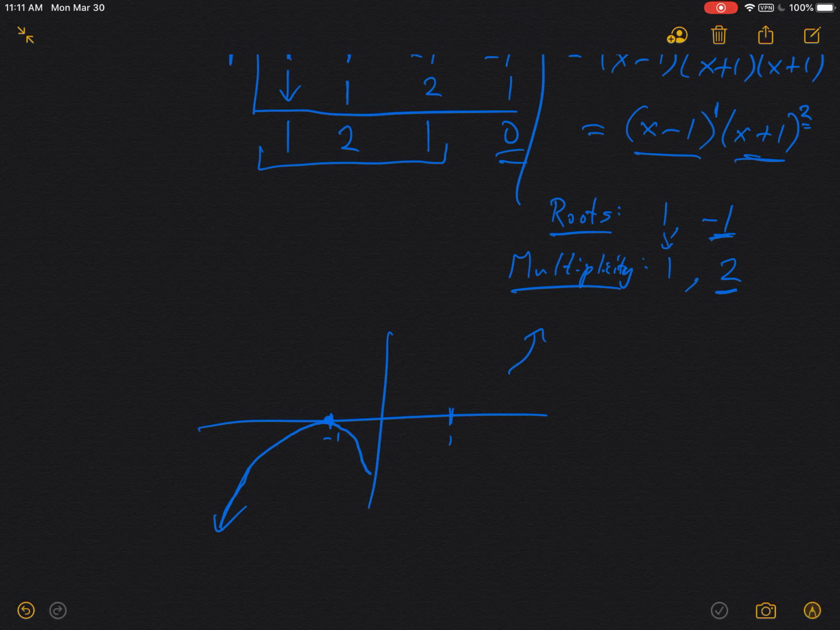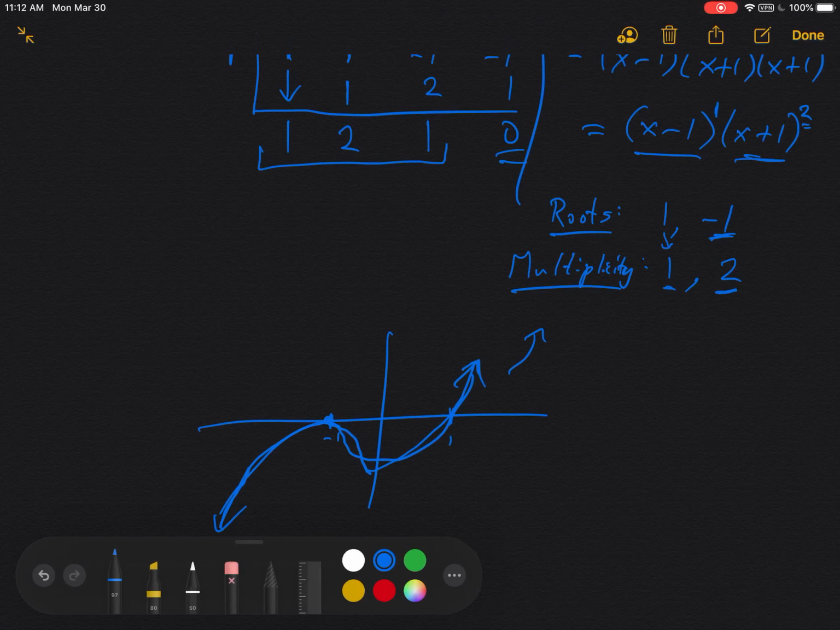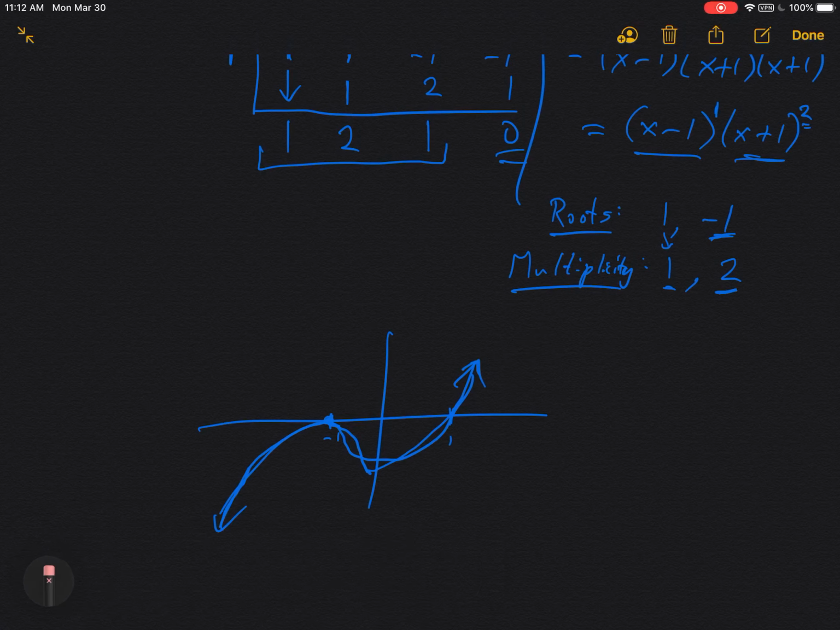So it still counts as a root. It is an x-intercept, but the graph will bounce off there. And then whenever we come to this other root, notice that the root at +1 has a multiplicity of 1. That will be a crossing of the x-axis. So the graph of this function will look something like this, very roughly. So that's what we end up getting for the graph of this function.